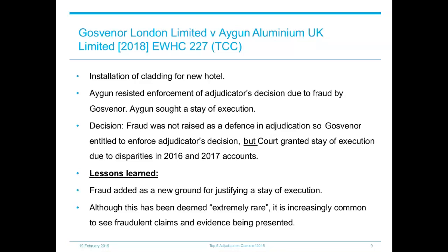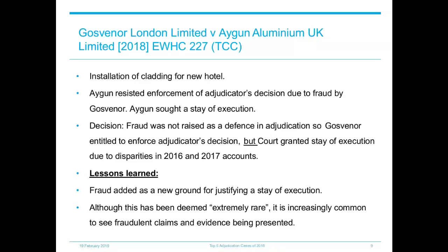For those emerging after, it is then necessary to differentiate between fraud which directly impacts on the subject matter or the decision, and those issues which are independent of it. However, the court held in this case that Aygun could have relied upon the fraud as a defence in the adjudication itself. The claim that one of Aygun's witnesses was intimidated by employees of Aygun was the only element that could not have been relied upon during adjudication. However, it did not directly impact on the subject matter, so as such, the court decided that Gosvenor was entitled to enforce the decision. However, for the second issue, the court granted Aygun a stay of execution.